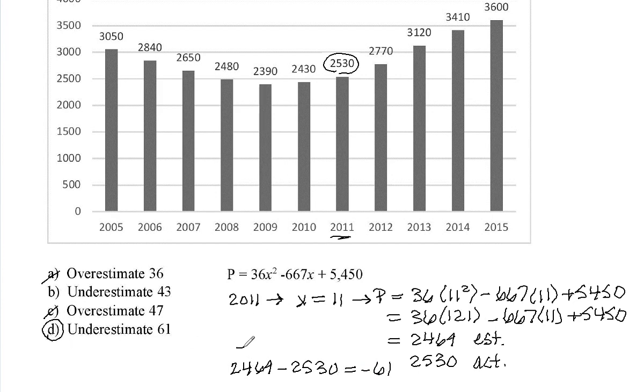So as long as you do the estimate minus the actual, if it's negative, it's an underestimate. If it's positive, it's an overestimate. So I can't remember what your problem does, but just do estimated minus actual. Negative is under, positive is over. So this is negative, over would be positive.